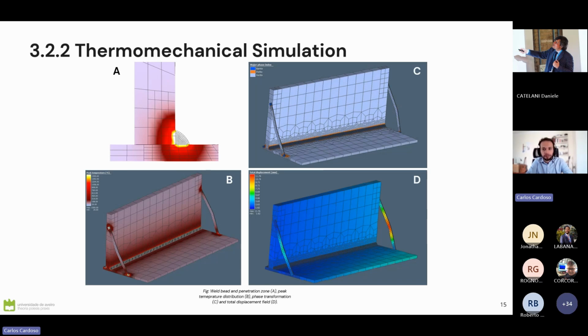In figure A, we can see the initiation of the weld bead and the penetration zone on the first fillet, while figure B shows the peak temperature distribution, the 1500 Celsius degrees, that is gradually decreasing through the plates. Figure C illustrates the phase transformation after cooling, whereby martensite is dominating the weld region and pearlite at outer zones, consistent with typical gradients in welding. Figure D reveals the local displacement field, where the maximum deflection is about 11 millimeters in the support bars.